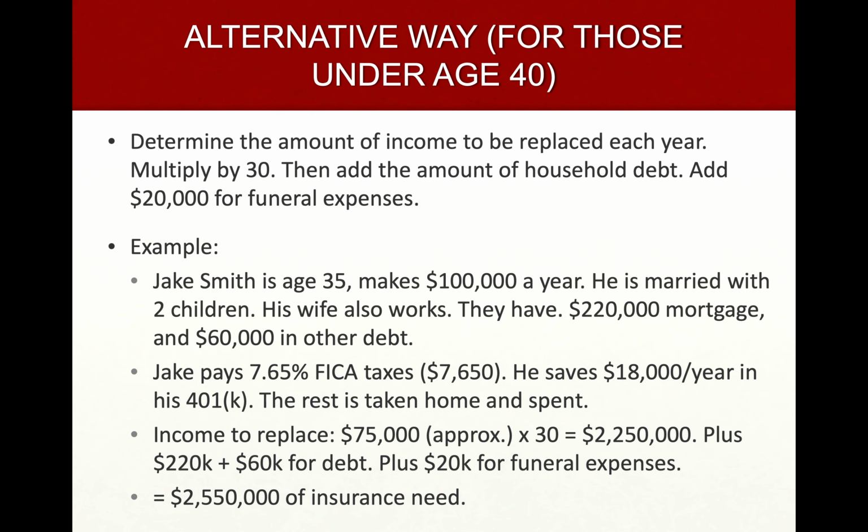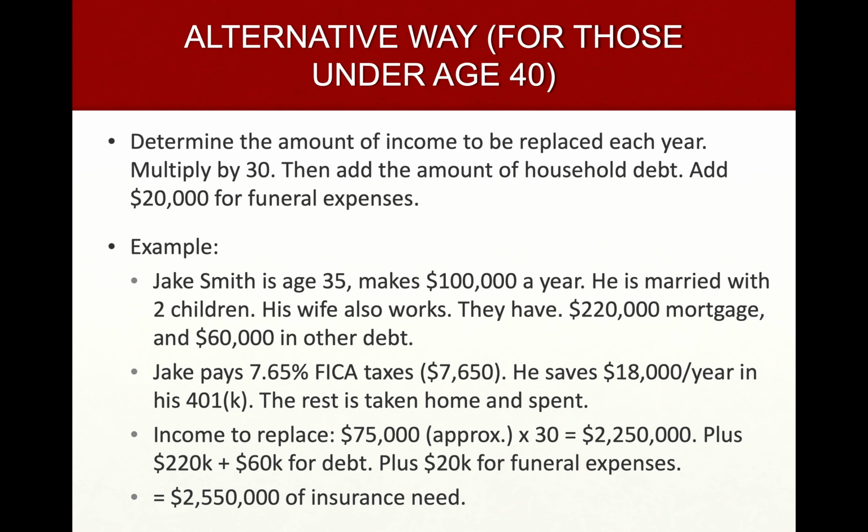So, for example, let's take Jake. He's 35 years old. He makes $100,000 a year. He's married. His wife also works. They have a $220,000 mortgage, so they owe that on their house, and $60,000 in other debt. Jake pays taxes. The Social Security and Medicare trust fund taxes out of his $100,000 are $7,650. He saves $18,000 in his 401k every year, so he's saving 18% of his salary.